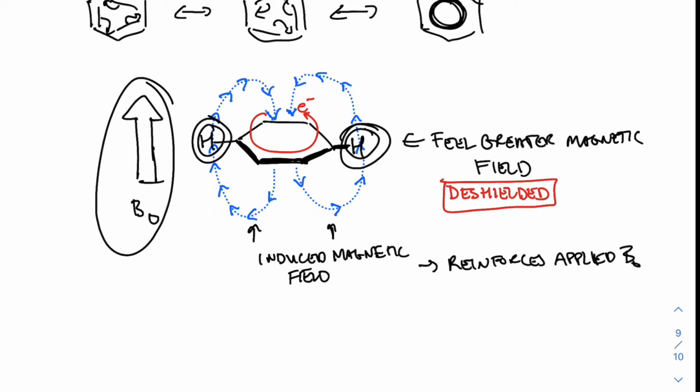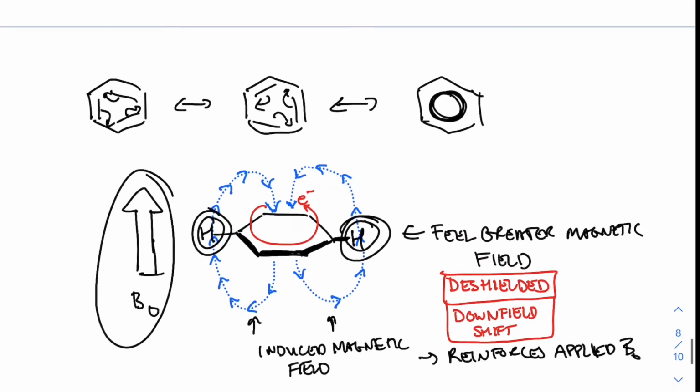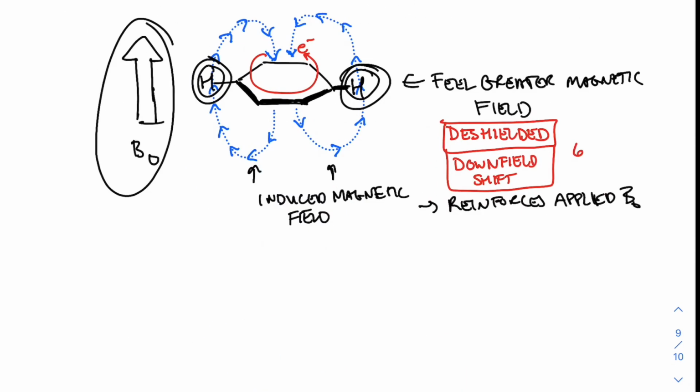Okay, and so what that does is it shifts them to larger ppms, or it shifts them downfield. Downfield shift. And so that's why the benzene ring shows up around 6.5 to 8. So 6.5 to 8 ppm for these guys.